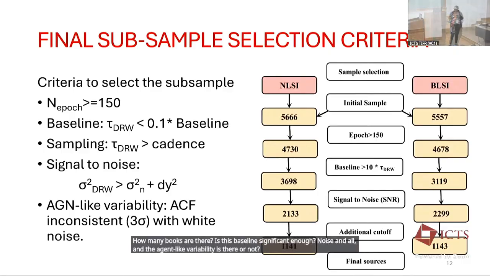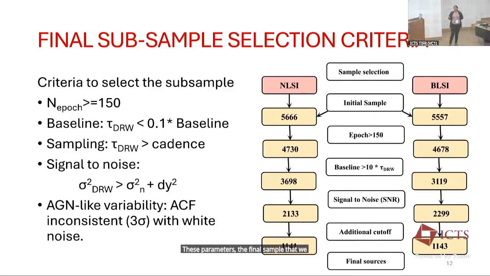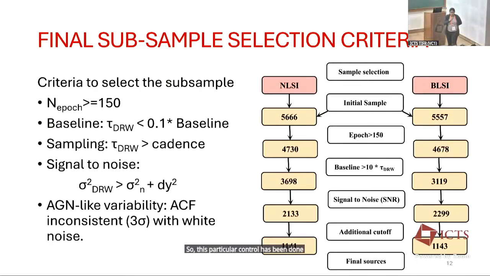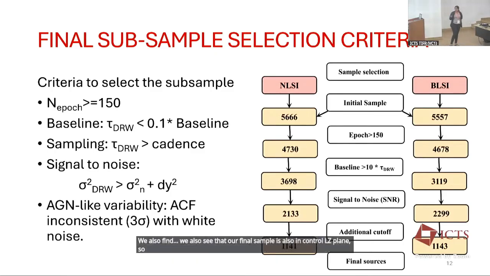These parameters, the final sample that we got is around 1100 sources, which is again comparable. So this particular control has been done in the luminosity-redshift plane. We also see that our final sample is also in a controlled L-z plane. So this is a good thing here.